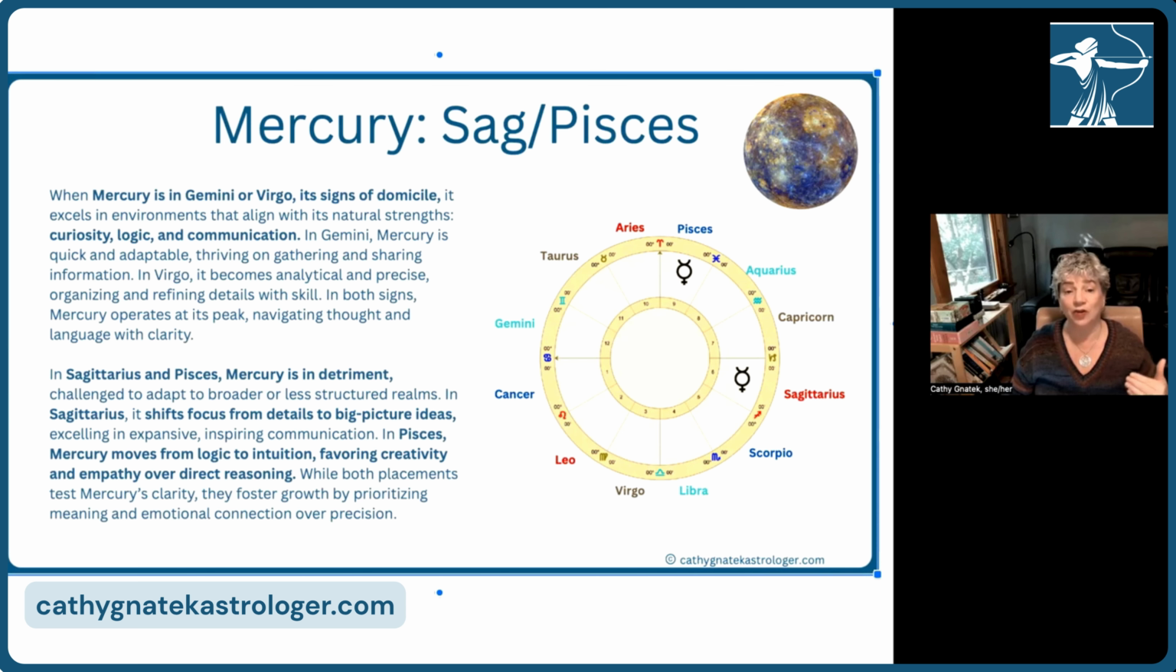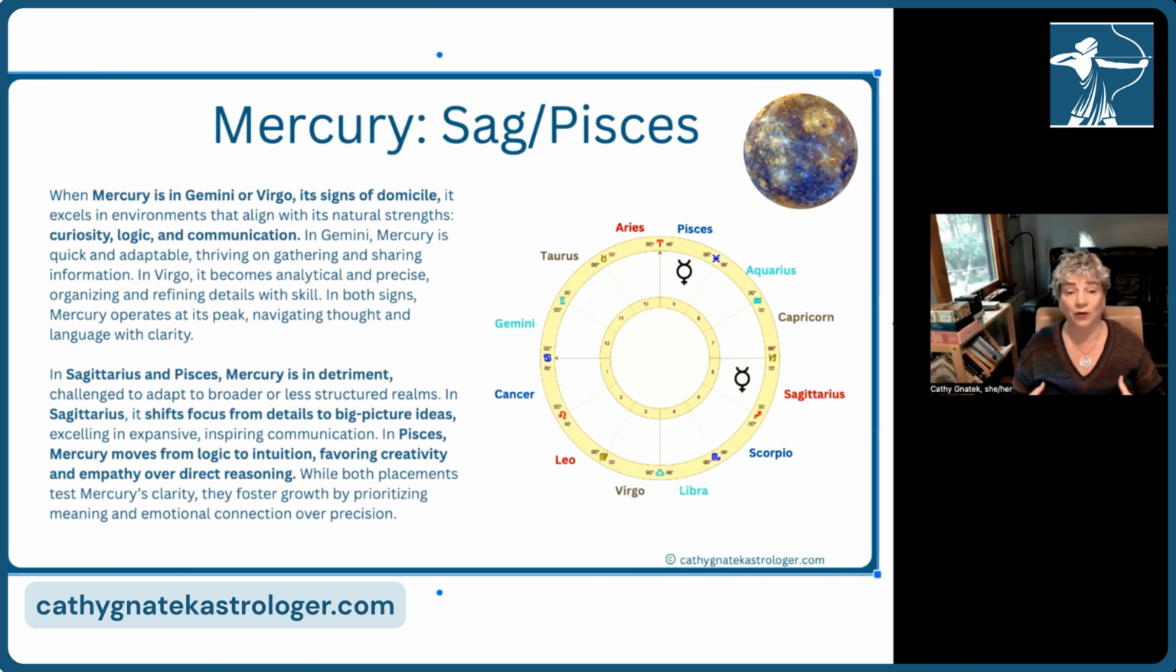When Mercury is in Gemini or Virgo, it's in a sign of domicile. It excels in environments that align with its natural strengths. So again, this is the idea of essential dignity. You're in a sign that fits with who you are. So the natural strengths of Mercury are curiosity, logic, and communication.